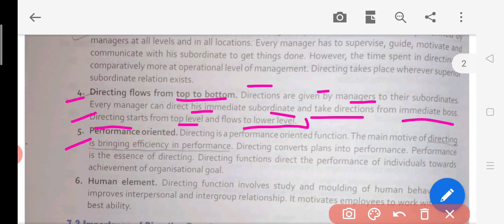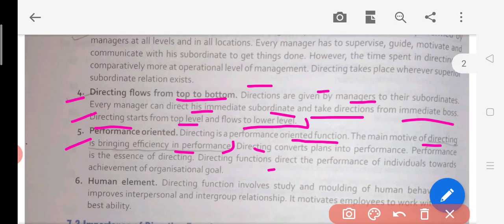Then performance oriented. See, direction is a performance oriented function. The main motive of direction is efficiency in the performance. Okay, see here what is happening. Performance oriented means why we are giving the direction. We are simply giving the direction so that we can improve the performance of the employee. That's why we are instructing them, guiding them, motivating them from time to time, because we want performance from them. Otherwise there is no use of giving directions. If performance cannot be improved, then there is no meaning of it.